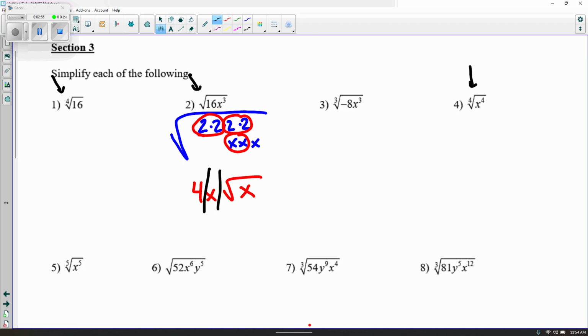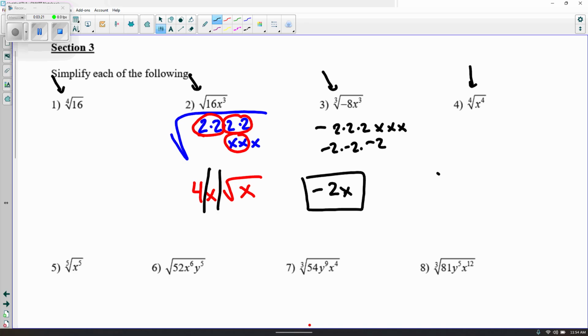Now, number 3 is an odd one, and we're allowed to have negatives. In this case, this is 2 times 2 times 2, and x times x times x. Really, most people see that as negative 2 times negative 2 times negative 2. So we are going to pull out a negative 2 and an x. My answer is really negative 2x. It doesn't need absolute value symbols, because we can multiply 3 negative numbers together to get it.